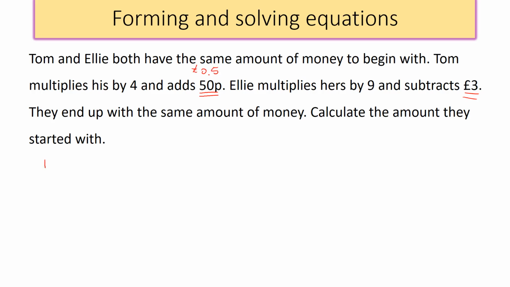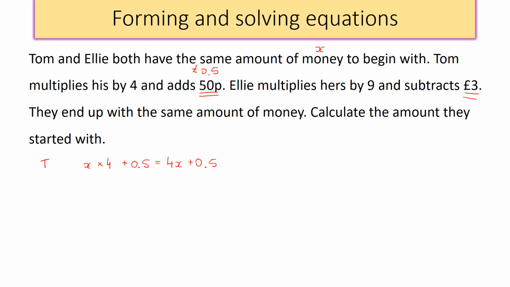So I'm going to now write what Tom has done to his money. It says that Tom multiplies his by 4 and adds 50p. Now because they have the same amount of money, I'm going to use x to represent the amount of money they started with. So that is x, and he multiplies it by 4, so that's times by 4, and then adds 50p, but I'm going to use 0.5. Now we can write this nicely in algebra as 4x plus 0.5.